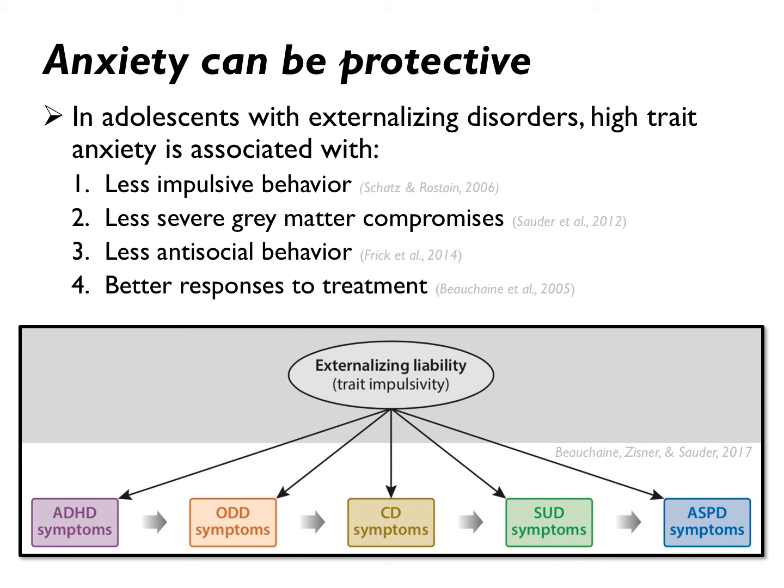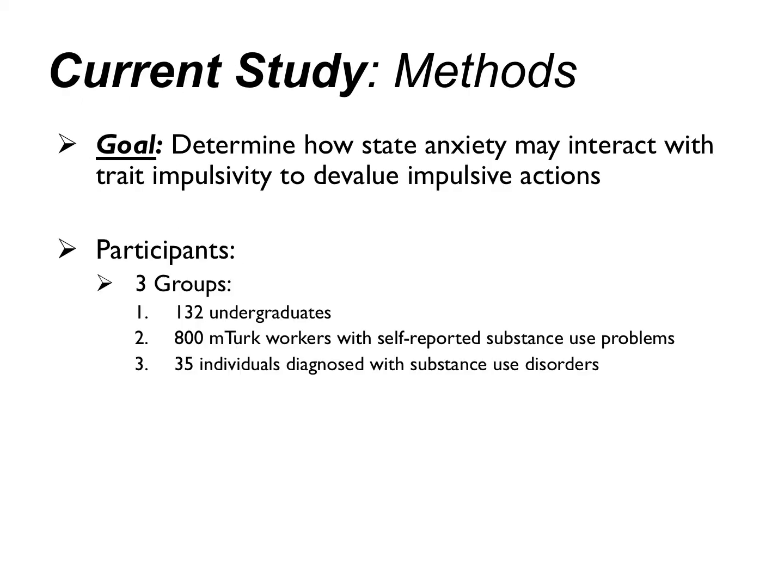The idea in this study was to get a better understanding of how anxious and impulsive valuation interact to lead to different types of decision making. To do this, we had three different groups of participants. The first was 132 undergraduates, who we anticipated would have typical average impulsivity, maybe even lower than average, so they're a sort of baseline group.